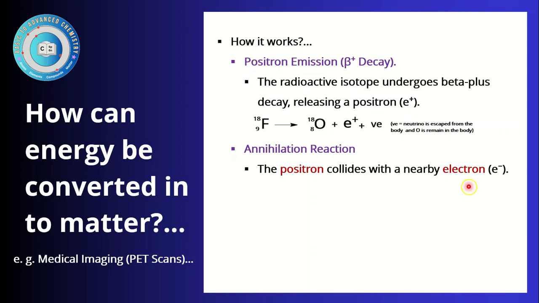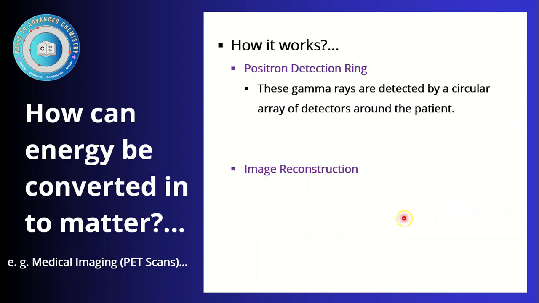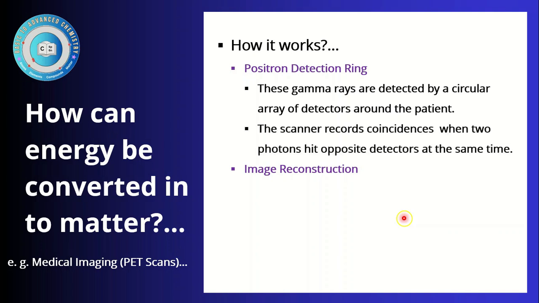Annihilation reaction. In this process, the positron collides with a nearby electron. They annihilate, producing two gamma rays that shoot off in exactly opposite directions, 180 degrees apart. What does it mean? The positron and electron react to produce two gamma rays. These gamma rays are detected by a circular array of detectors around the patient. The scanner records coincidences when two photons hit opposite detectors at the same time.